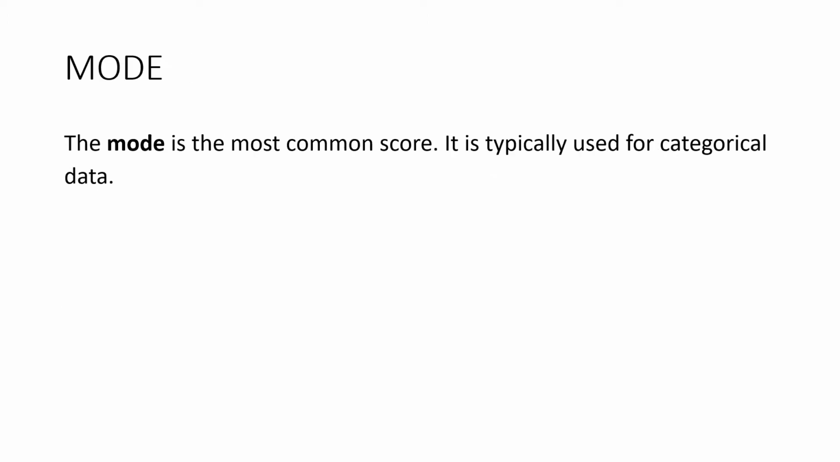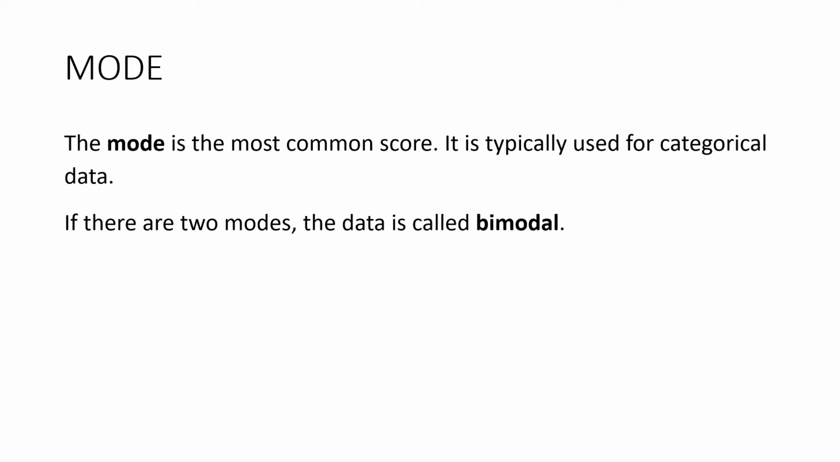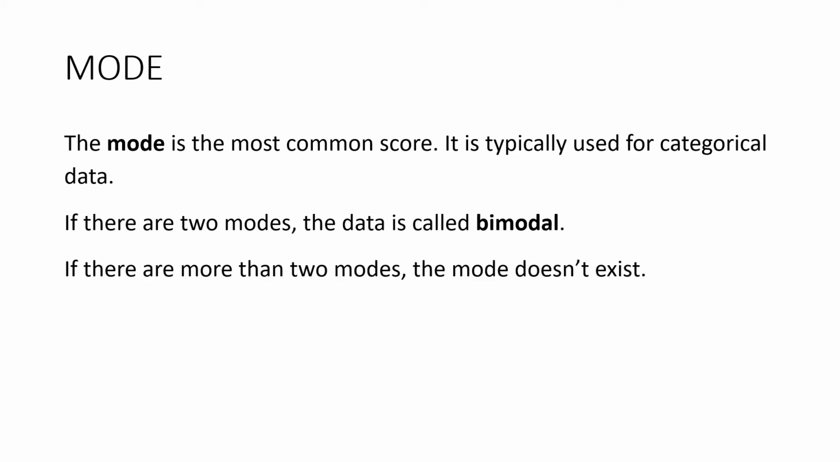We talked a bit about the mode in the last video. The mode is the most common score, and it's typically used for categorical data, but not exclusively. If there are two modes, the data is said to be bimodal. If there are more than two modes, we say the mode doesn't exist, and there is a reason for this. In real life, this is not uncommon, getting two modes. If you think about the heights of humans, there would be a mode for females and a mode for males. But more than two modes, like trimodal, there's not many, if any, real-life applications for that.